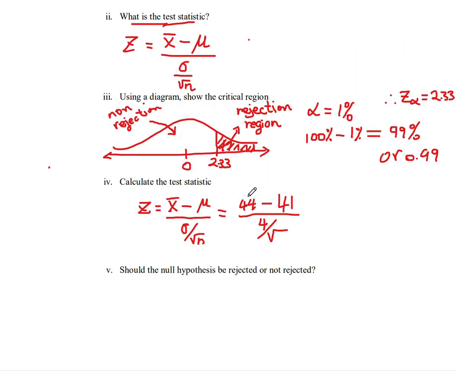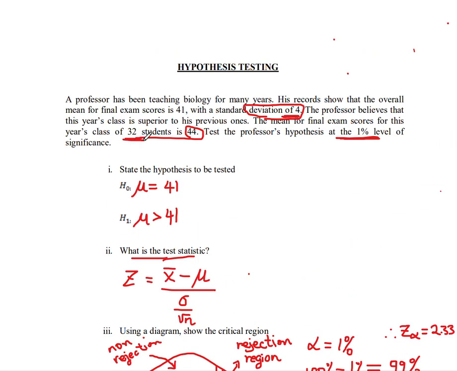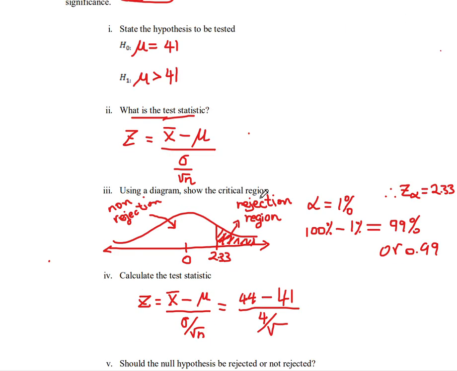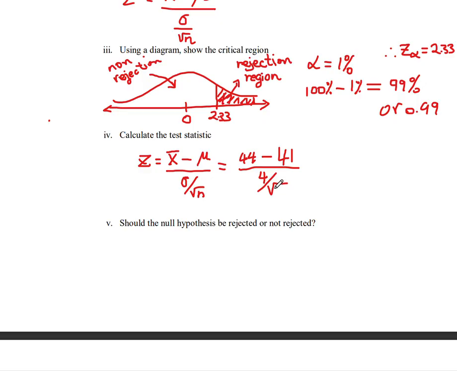N is the sample size or number of observations that were included in the sample. And that is 32 students. That was the sample of students that was used for this year's class. So we're going to divide by the square root of 32.